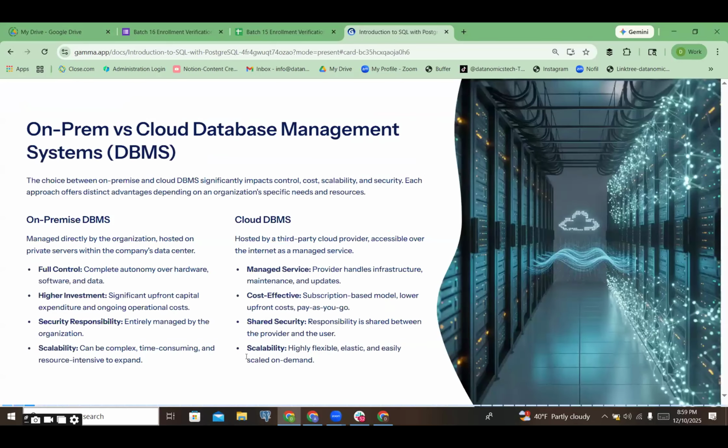There are various types of databases. We can categorize them in terms of their functionalities, in terms of what kind of data they support.